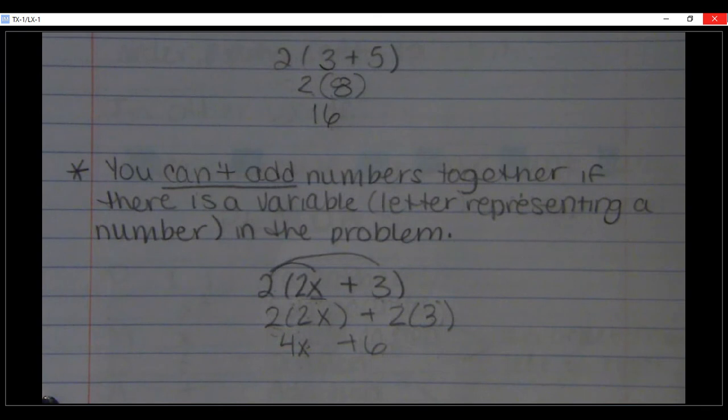So bottom line, distributive property, very important. Make sure that you are taking advantage of this learning because you're going to need it much later down the line. If you have any questions, please let me know.